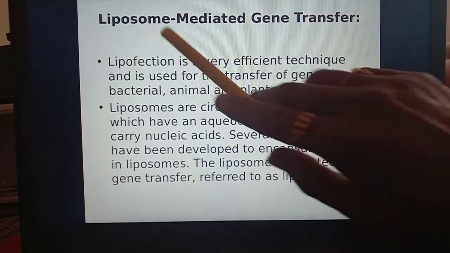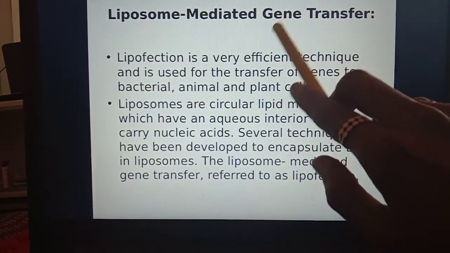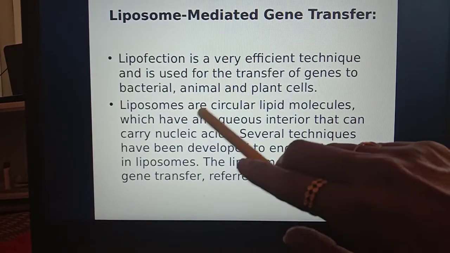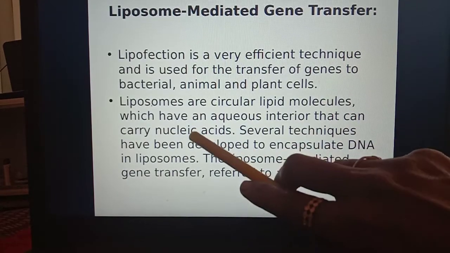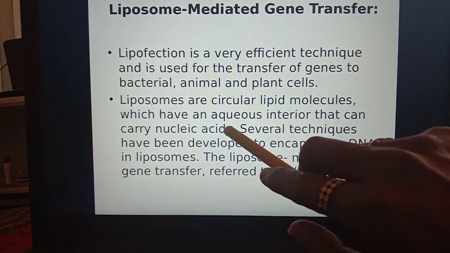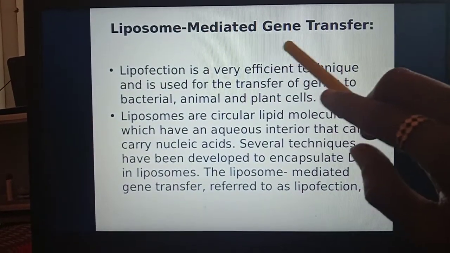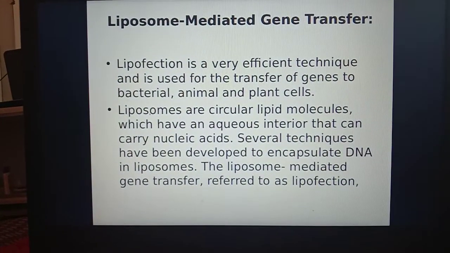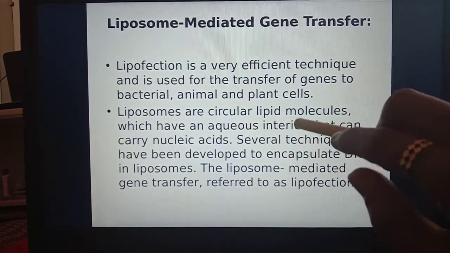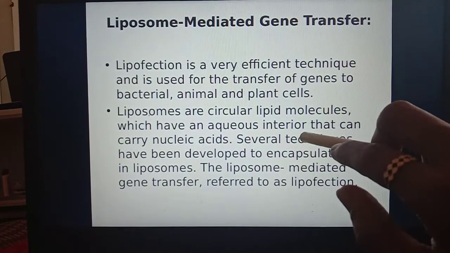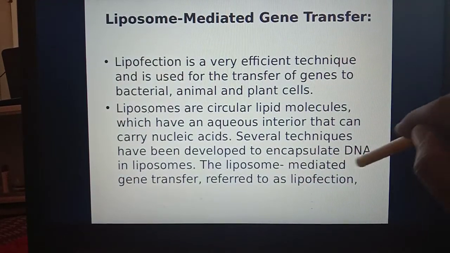The second method of gene transfer is liposome mediated gene transfer. This will be done through liposomes. Liposomes are nothing but circular lipid molecules which have an aqueous interior region that can carry the nucleic acid.